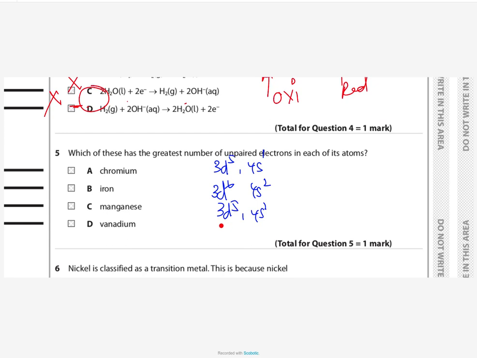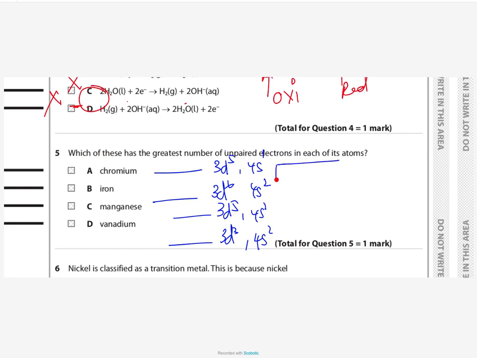Right? And then vanadium, 4s2 3d3. This is the outermost. Right? We only have to consider the outermost because the others are all the same. Right? So which of these has the greatest number of unpaired electrons in each of its atoms?